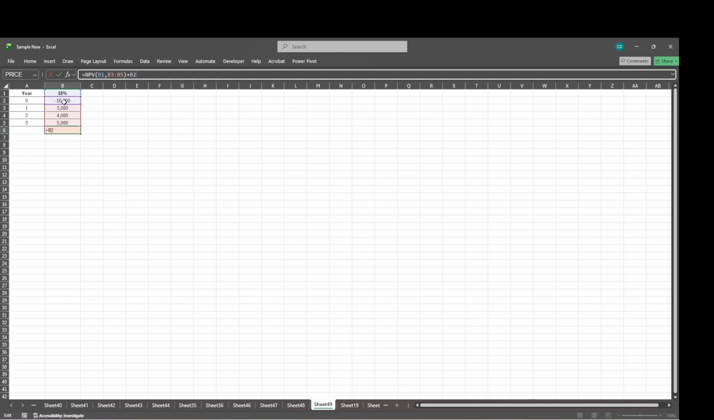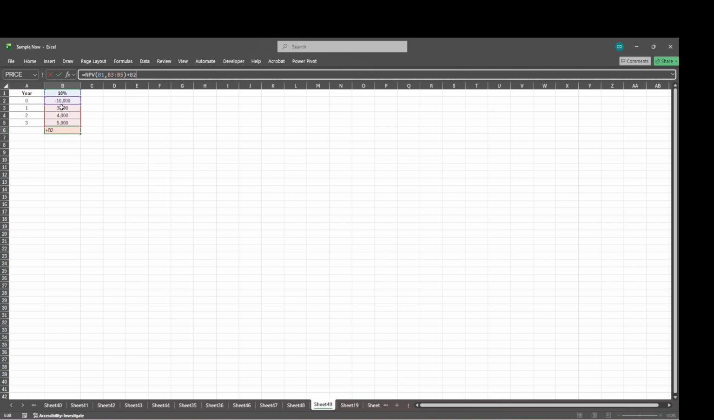One key detail to remember is that Excel's NPV function only discounts future cash flows. It does not automatically include the initial investment if that investment happens at time 0, which is why you add B2 separately at the end of the formula. That's a very common point of confusion, so it's worth paying attention to.